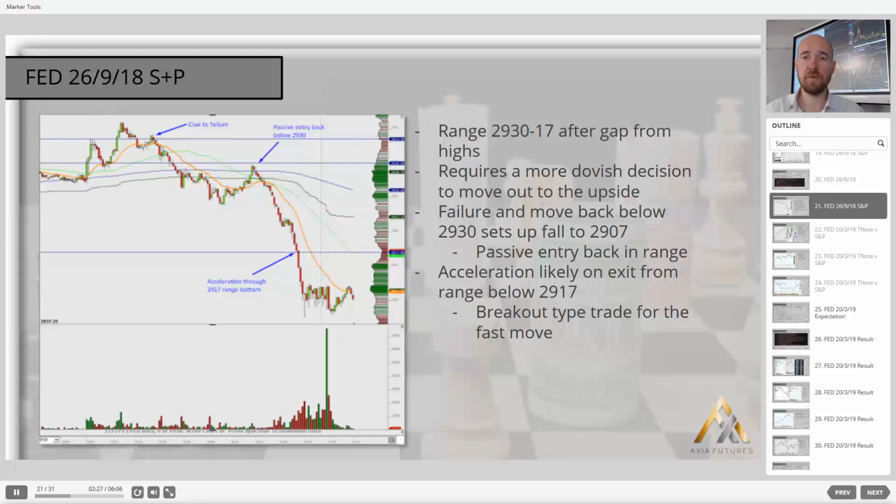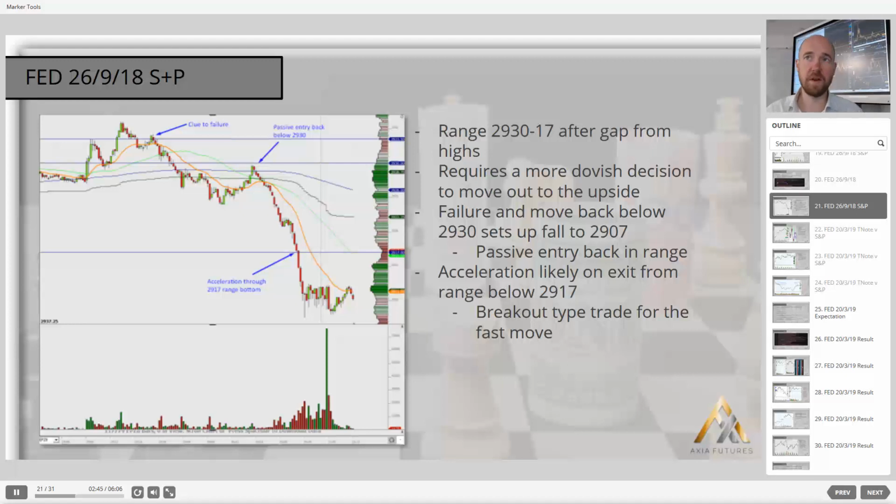That second push higher then fails. And where you get that clue to the failure is that we drop back below the initial high, retest it at 33.5, and then start to fall. There's your clue. That doesn't necessarily mean that you have to be short from there.